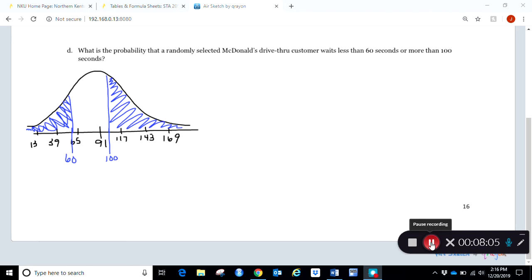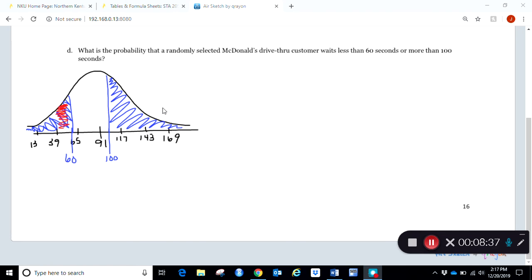So let's see first if our picture agrees. I have my same scale in black as I did earlier, since my mean and standard deviation have not changed. For this problem, I asked for less than 60 seconds or more than 100 seconds. So less than 60 would be smaller than or to the left, more than 100 seconds would be to the right. So this picture actually does look different than ones that I've seen before. But what I can do is treat this like 2 separate pictures.